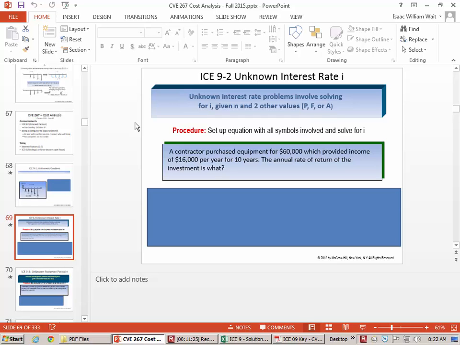Well, I guess it's right here, right? Solving for i would be a bit tough. We know A equals 16,000 and P equals 60,000, so we can calculate the ratio of the two, but then solving for i is going to be tricky. So let's do it a different way.